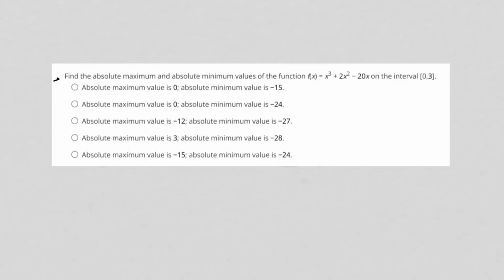So this question says to find the absolute maximum and absolute minimum values of the function f of x equals x cubed plus 2x squared minus 20x on the interval 0 to 3. The way that we do that, first of all, our first thing we're going to do is find the critical values by setting f prime of x equal to 0.